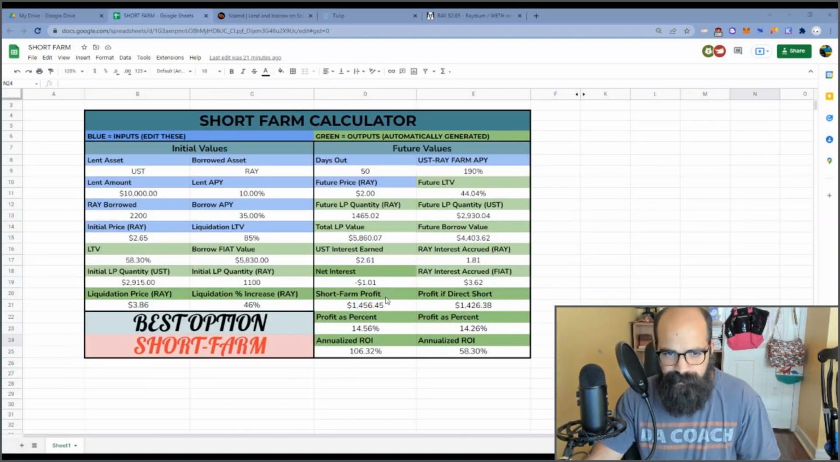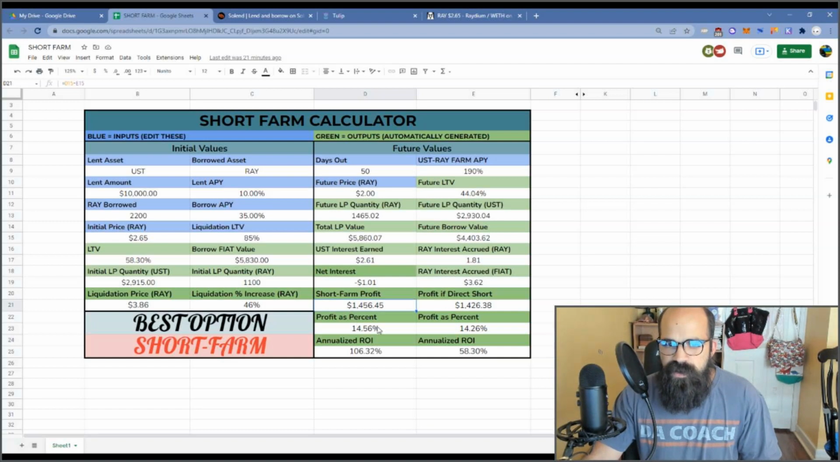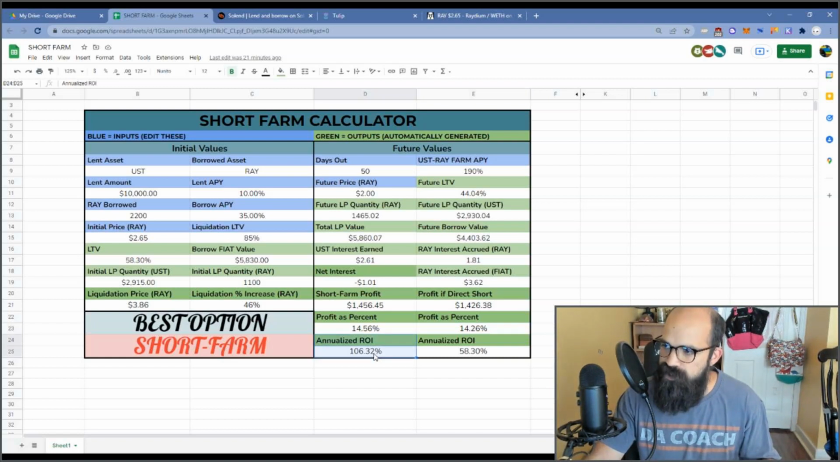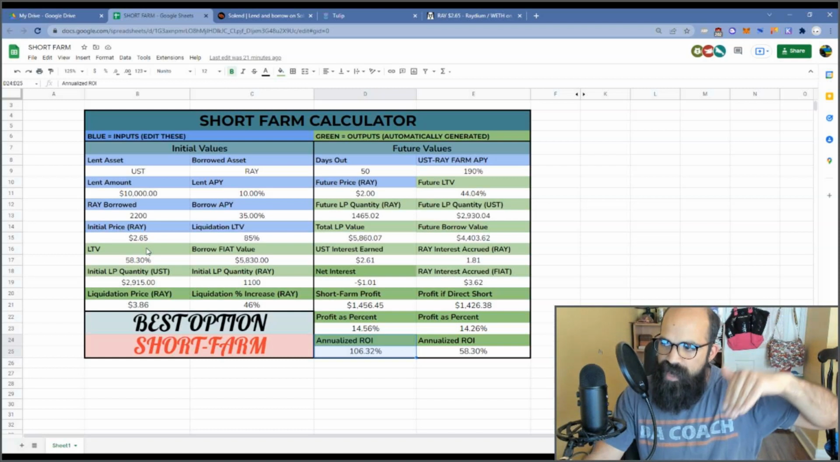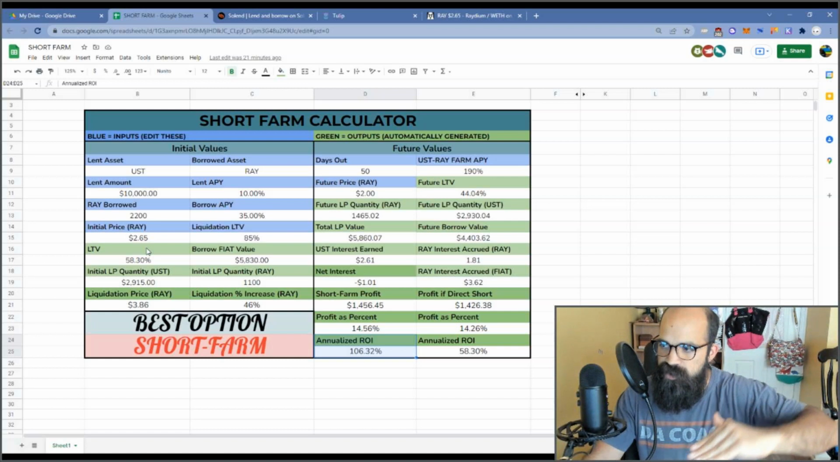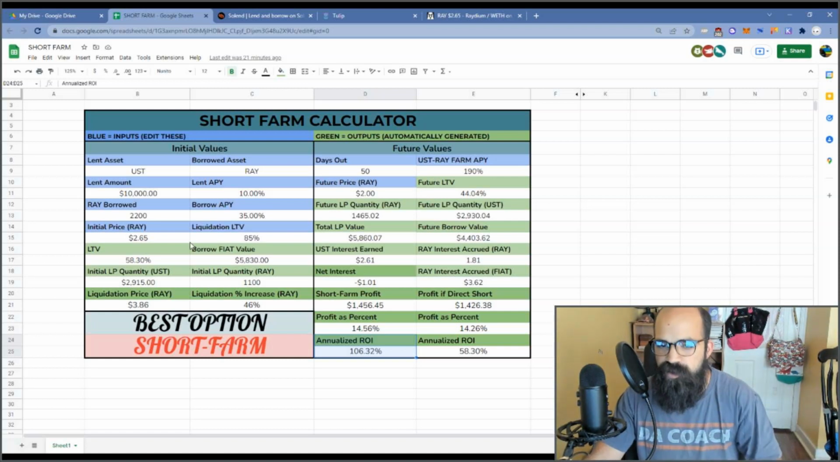All right, so here, short farm profit and direct short. Here's the profit as percents. So 14.56 in 50 days, 14.26 in 50 days. Now this is interesting, so pay attention here. The annualized ROI is 106%. So this is effectively what you would call your APR, or what you would expect to make in a year using this if everything stayed consistent. Now clearly things can't stay too consistent, because if it continued to go down at that pace, it would have to be an asymptotic decrease. Or you can even say an exponential decrease in value, approaching zero but never getting to zero.